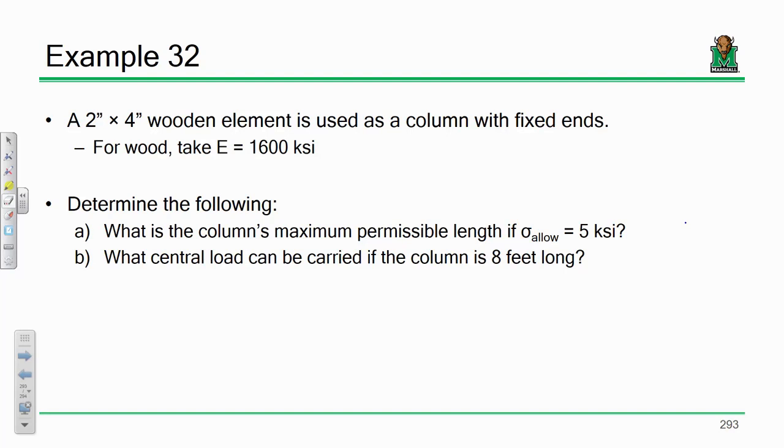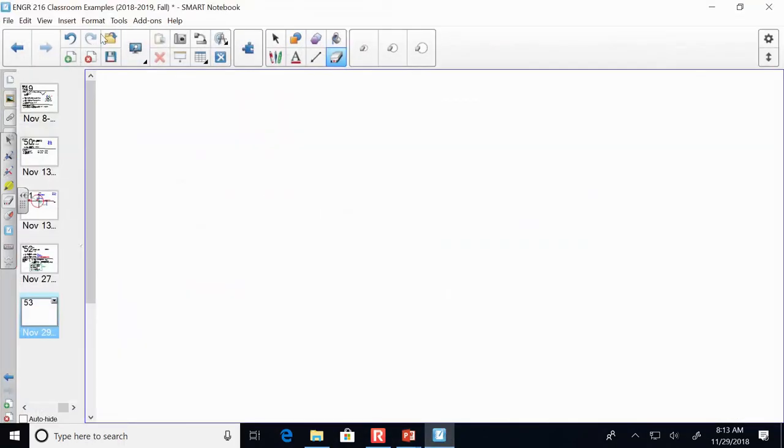This is wood, so I'm taking its E value to be 1600 ksi. I want to determine the following. What is the column's maximum permissible length if the allowable stress is 5 ksi? And what's the central load that can be carried if the column is 8 feet long? This is somewhat of a more challenging buckling problem, but if you can handle this, you can probably handle just about anything. So let's do a couple things.